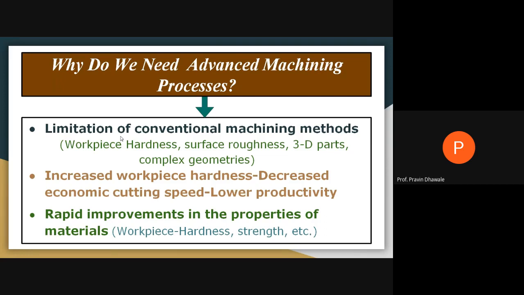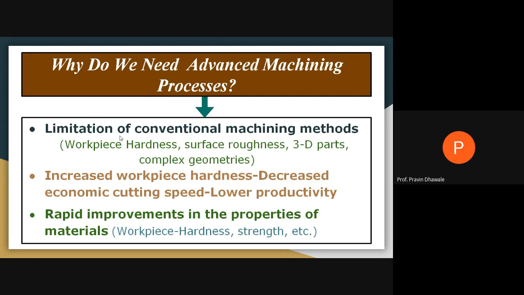But in case of non-conventional machining, it will be removed in the form of particles or atoms. The next limitation is 3D parts. 3D parts means it is related with complicated shapes. Complicated or complex geometries cannot be machined by using the conventional machining method. So such limitations are responsible for going to advanced machining processes.